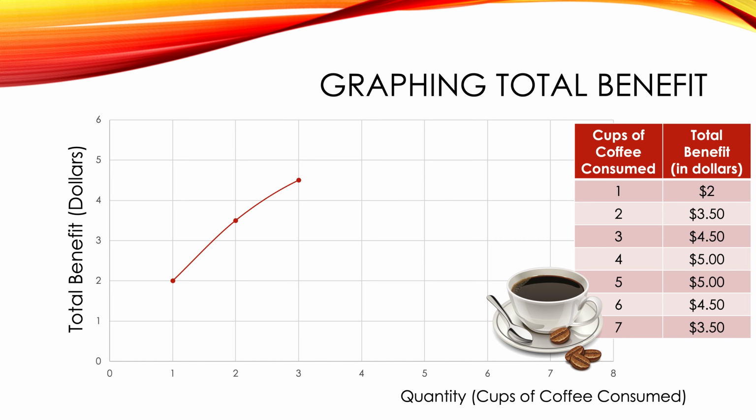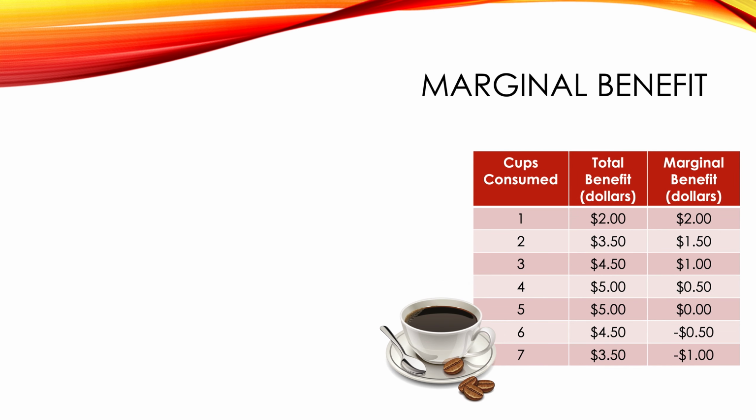And it's rising, our total benefit is rising. What that means is we're getting happier and happier as we consume more coffee, but not by as much each time. And then, okay, no change, and then we actually start to become worse off by consuming more coffee. Interesting. I guess we get a little jittery or don't feel so good, and so that's something we're going to explore. When we look at marginal benefit, marginal benefit works the same way as marginal cost did, and that is the difference between two total values.